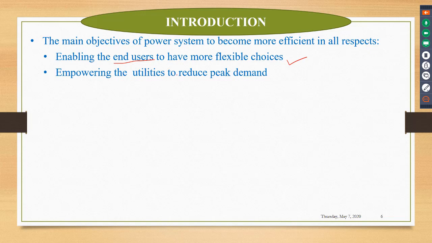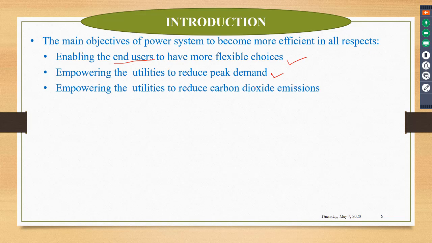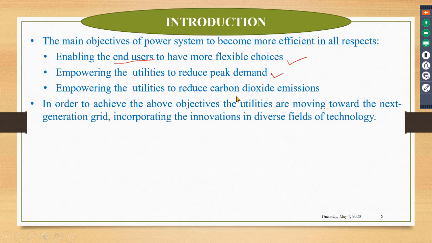The second is empowering the utilities to reduce peak demand. This is also essential because during peak demand our system sometimes becomes unstable and sometimes leads to blackout. So we always want our peak demand to reduce. The third one is empowering the utilities to reduce carbon dioxide emission. We have to make our utility industries in such a way that they reduce carbon dioxide emission, because this is very important in terms of the increasing carbon footprint.